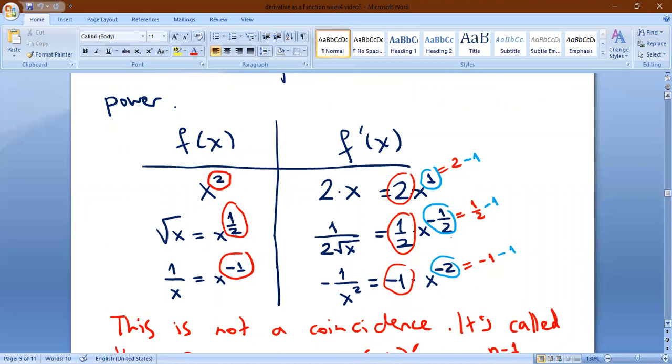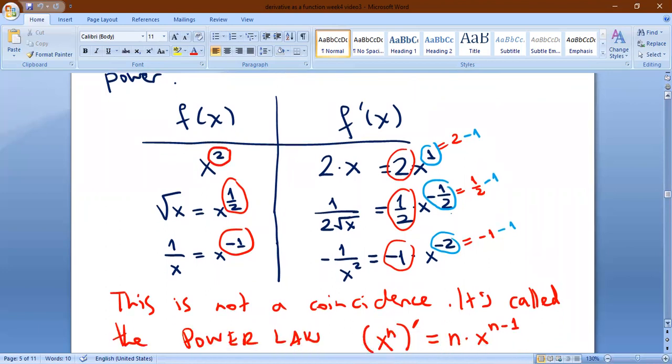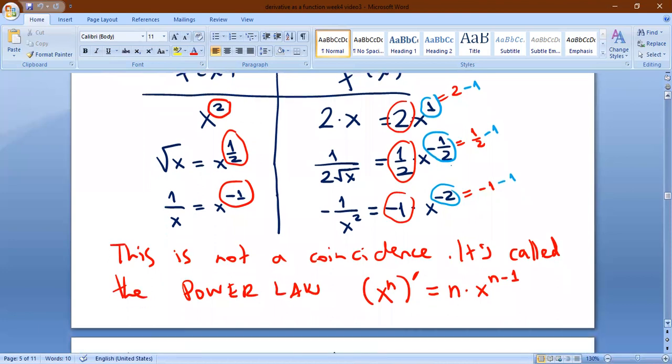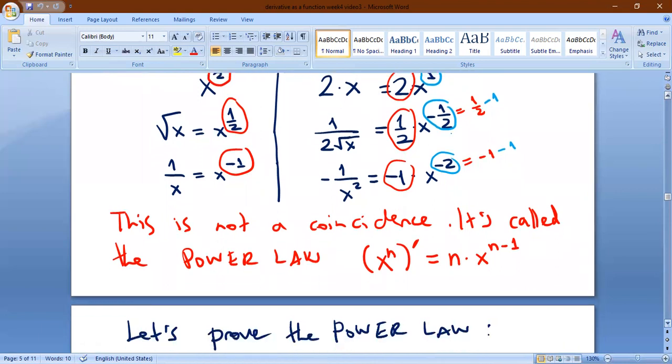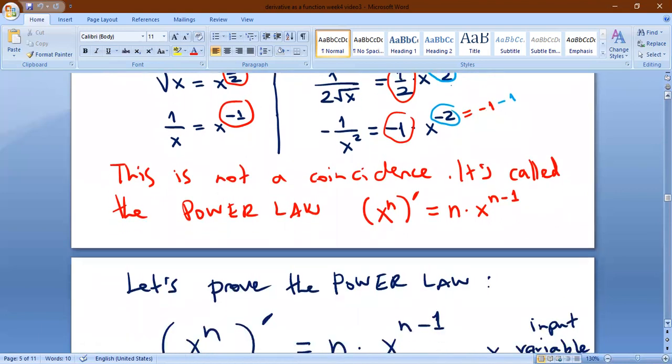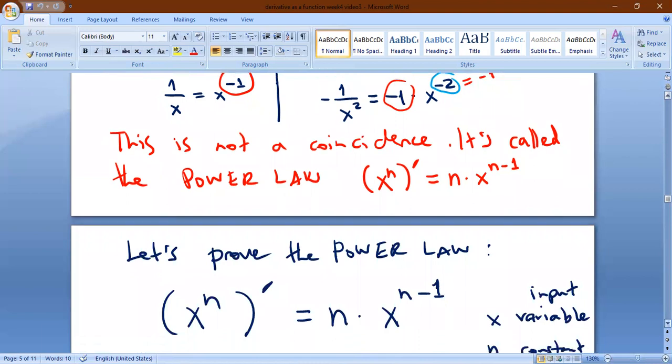And as you see, this minus 1 is the old power times the new power is minus 1 minus 1. So actually, this is not a coincidence. These three functions are actually power functions. And then there is a rule for power functions, which is called the power law. That's x to the n prime, or derivative of x to the n, is n times x to the n minus 1. This is called power law. And this is one of the first important rules we need to know.